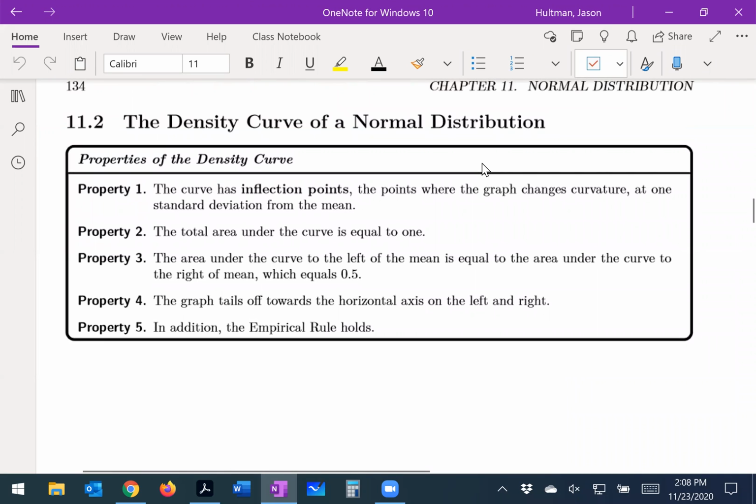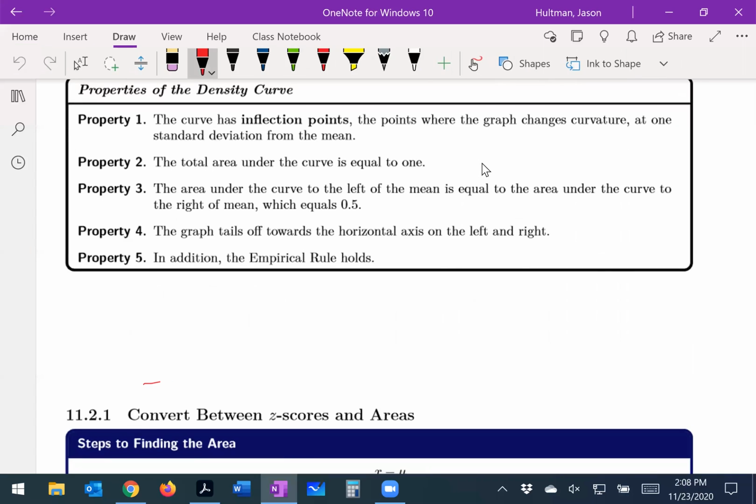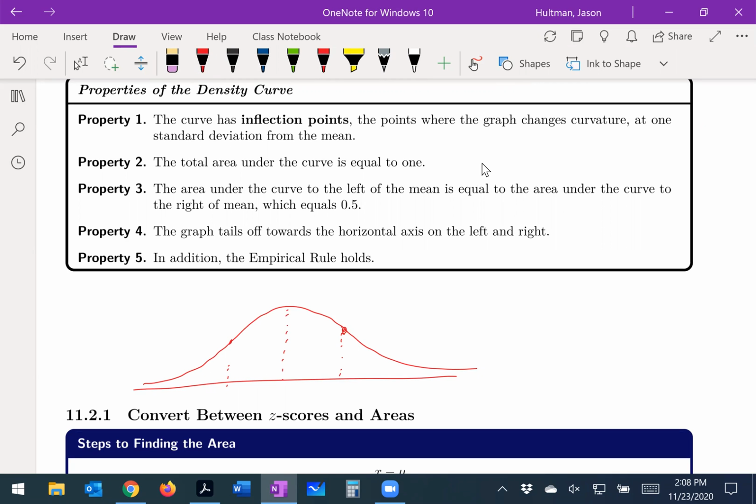Okay, the density curve and normal distribution. The curve has inflection points. Let's look at the standard normal curve here. It says that it has inflection points at +1 and -1. Those are just where it changes from concave up to concave down. So this is -1 standard deviation, +1 standard deviation.